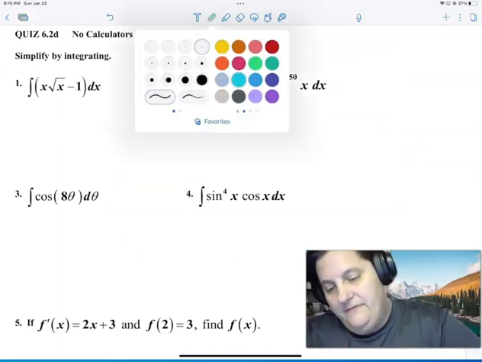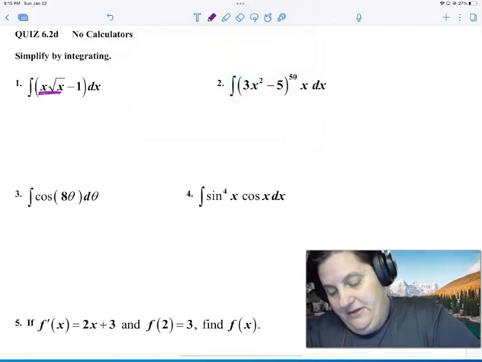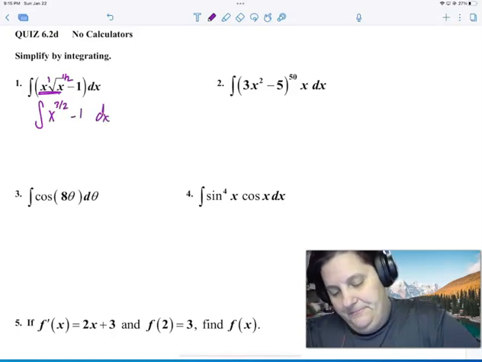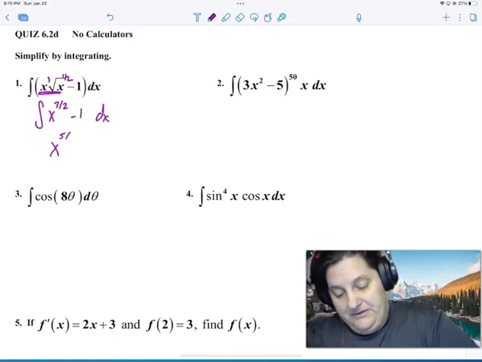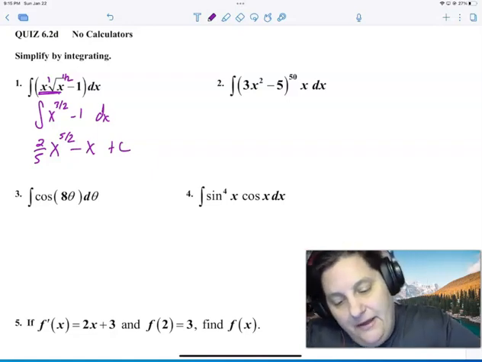Here we have, let's see, I'm going to go ahead and put that together. That's x to the first and x to the 1/2, so that's actually x to the 3/2. The integral would be x to the 5/2 times 2/5 minus x plus c. Okay? All right, this is a u sub problem.